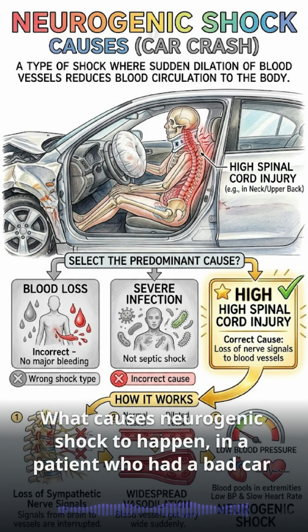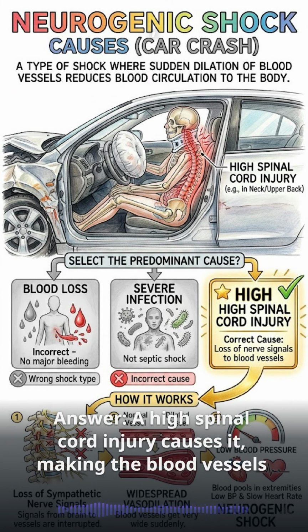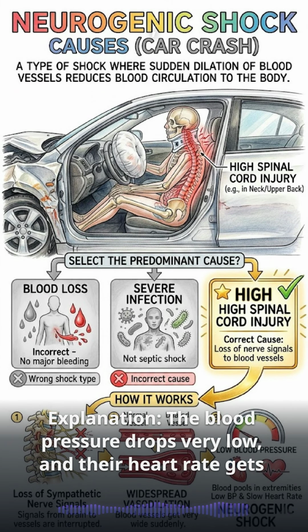15. What causes neurogenic shock to happen in a patient who had a bad car crash? A high spinal cord injury causes it, making the blood vessels get very wide suddenly. The blood pressure drops very low, and their heart rate gets very slow and weak.